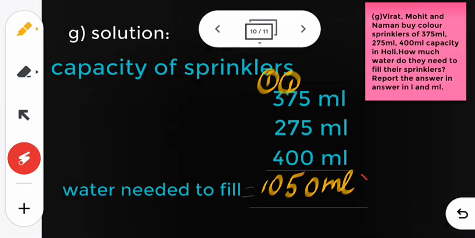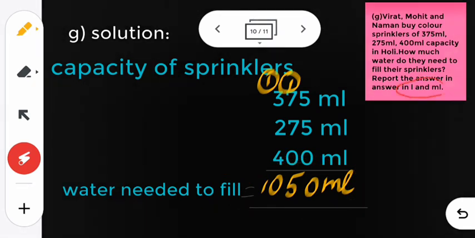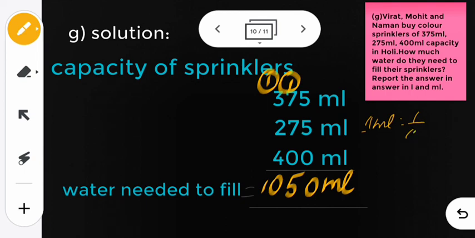Now this is the quantity of water needed to fill the sprinklers, but they are asking you to give the answer in liter and milliliter. Already you know this is in milliliter. To give it in liter, you have to convert this small unit into the bigger unit. The formula is 1 milliliter equals 1 by 1000 liter. So you have to divide by 1000.